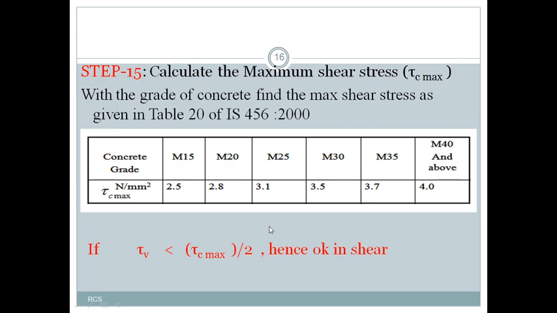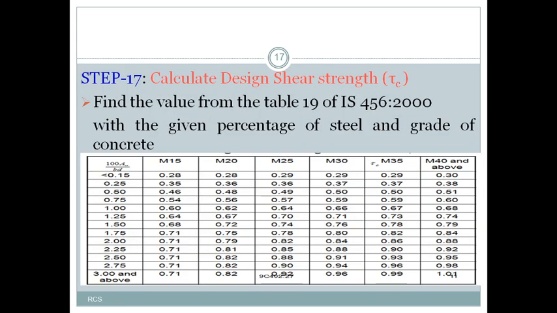After calculating tau v, we have to find the maximum shear stress. The maximum shear stress in concrete can be obtained using Table number 20 of IS 456 2000. This maximum shear stress depends upon the grade of concrete. Suppose your grade of concrete is M20, then tau c max is 2.8. There is a condition that if tau v is less than tau c max, then it is okay in shear. In addition to this, we have to check another condition with respect to the design shear stress.